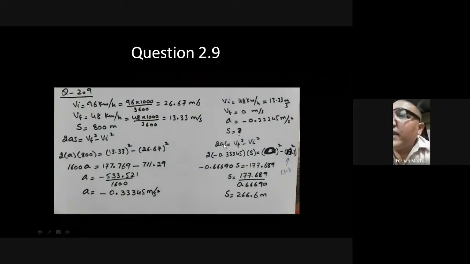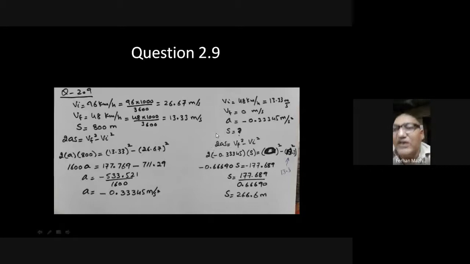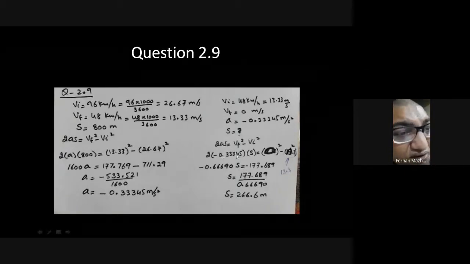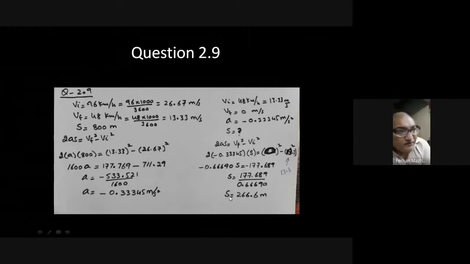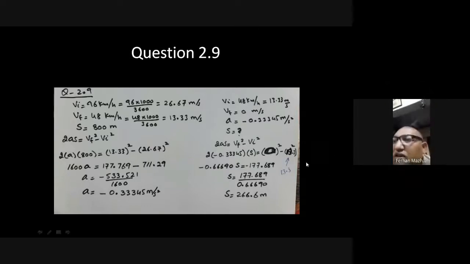So you have 2as equals vf square minus vi square, that's the third equation of motion. In this portion of the motion, the deceleration value is as the previous value, minus 0.3345. The S value I want to find out is the distance traveled. The final velocity I want is 0. The train should come to rest. And the initial velocity here is 13.33, and it's squared.